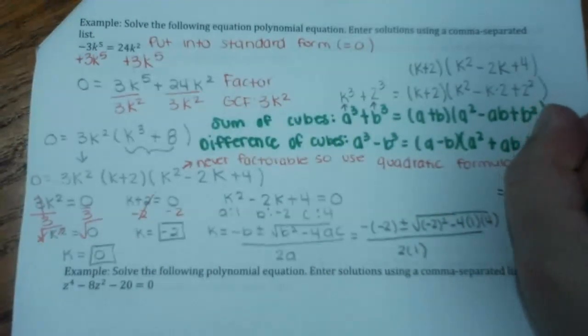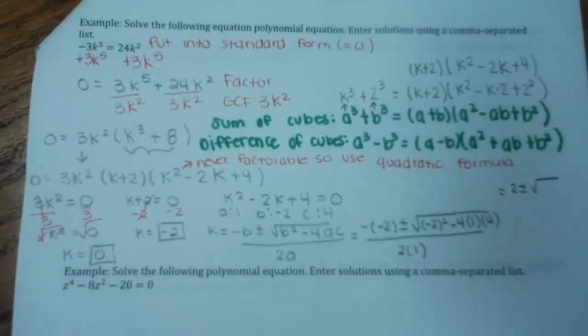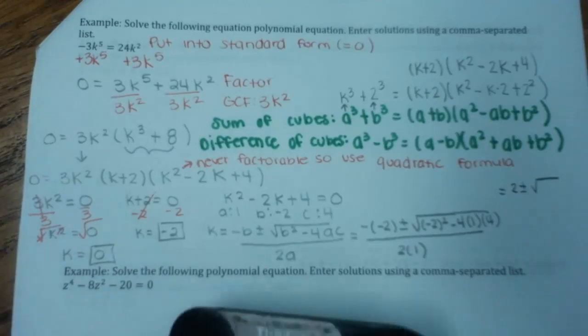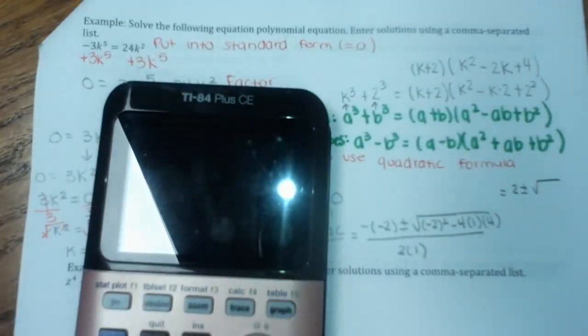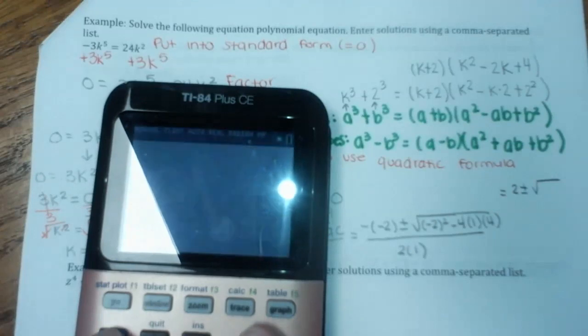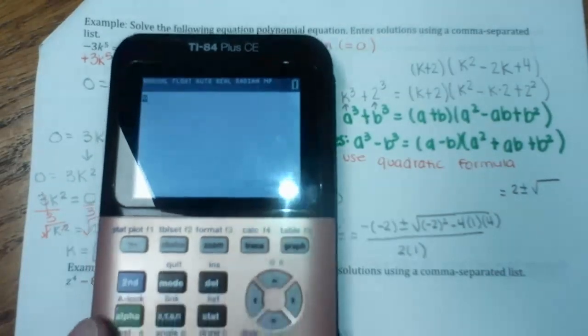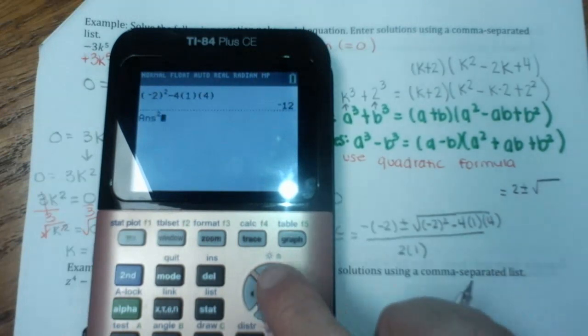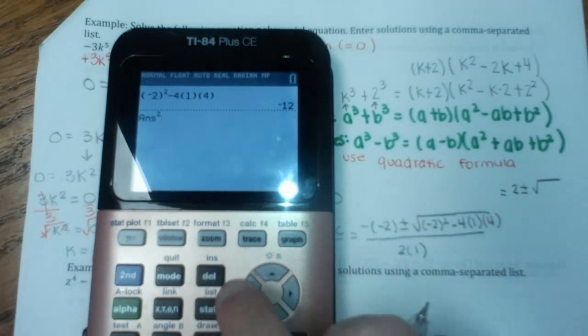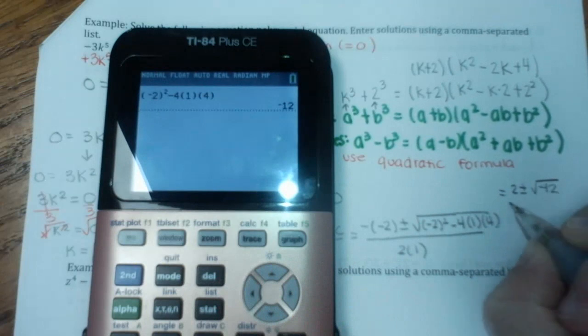Negative negative 2 would give us positive 2 plus or minus the square root of that stuff. I can plug that stuff into my calculator just like I see it. In parentheses, negative 2 squared, minus 4 times 1 times 4, and we get negative 12. Over 2.